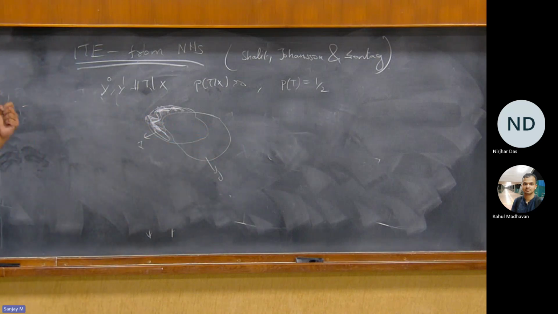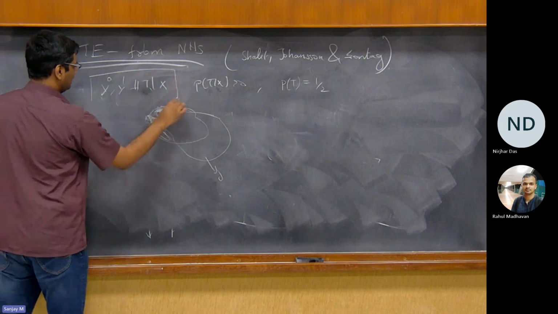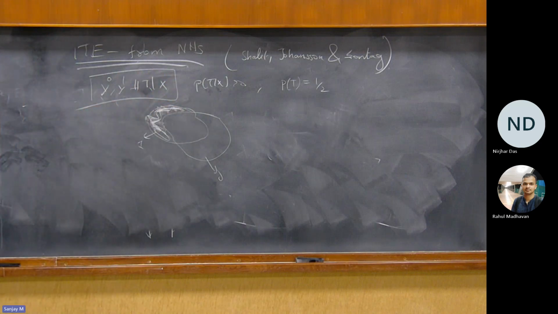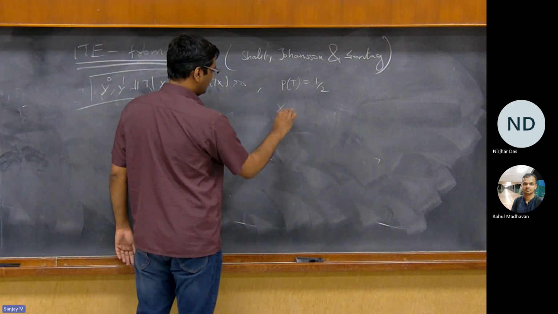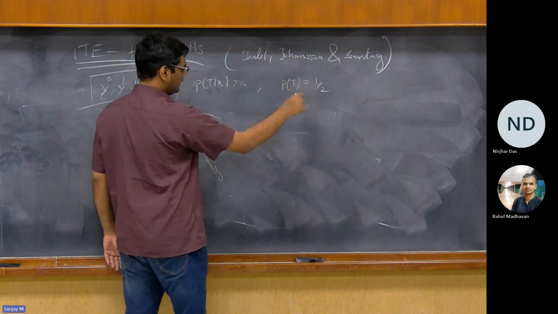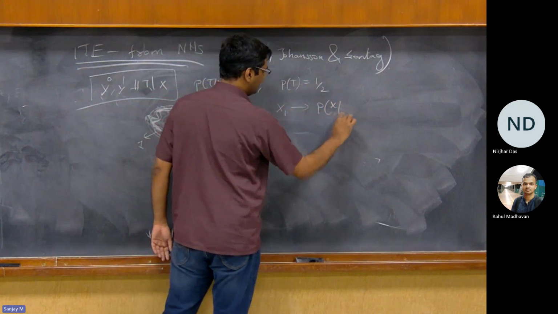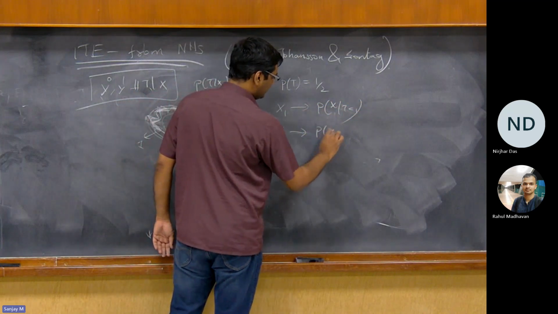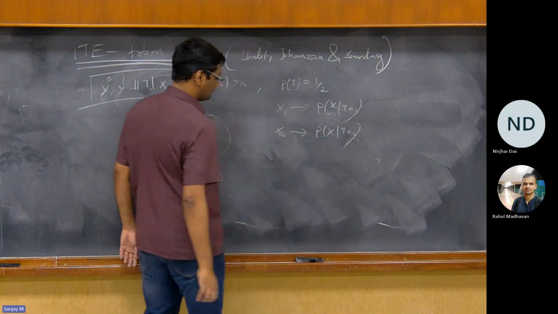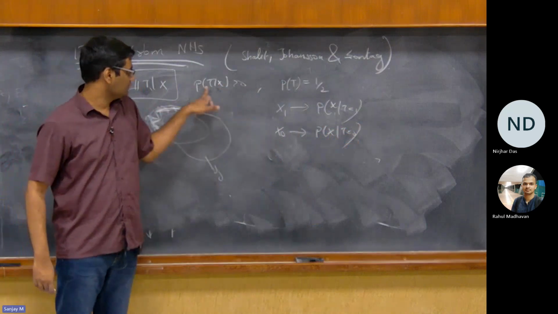Okay. So what they said was, let's observe the ignorability condition. It's a very simple but a very, very important insight. What they said was, I'll call X1 the data coming from the distribution p of x given t is equal to 1, and X0 as p of x given t is equal to 0. These two distributions are different because the treatment is different.